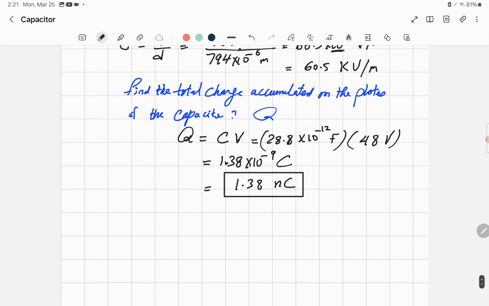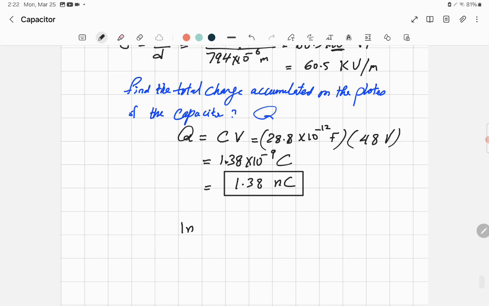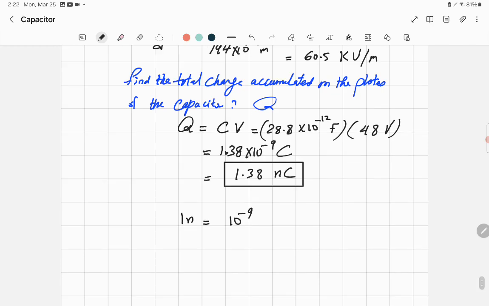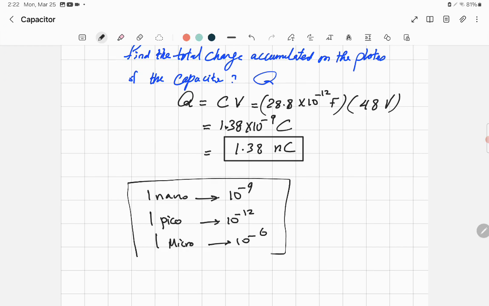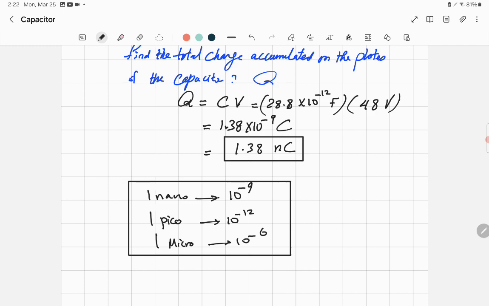So let's add to the list. 1 nano equals what? 10 negative 9. Nano anything: nano coulomb, nano volt, any nano. So just 1 nano, let me make it clear. 1 nano, 1 pico is 10 negative 12, 1 micro is 10 negative 6. Don't forget these units.